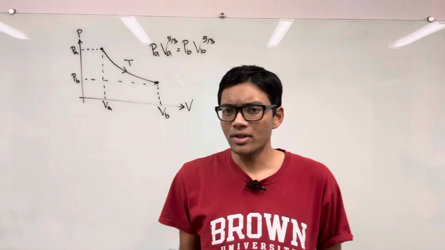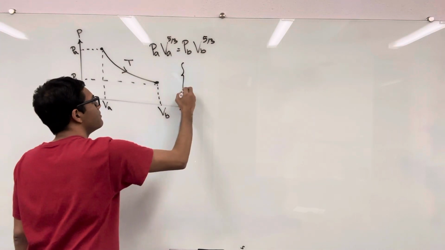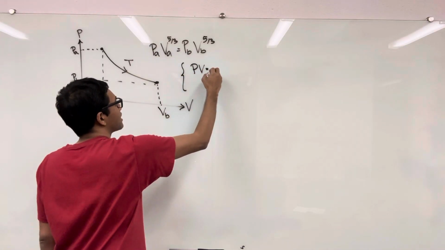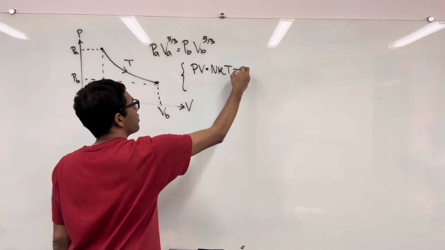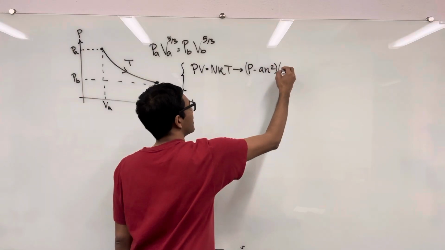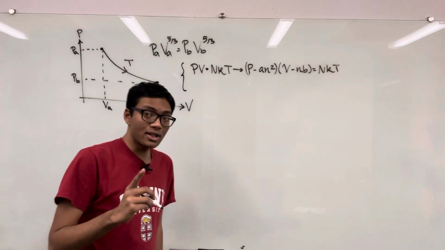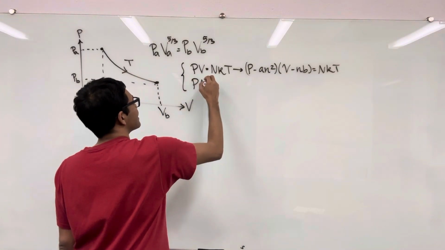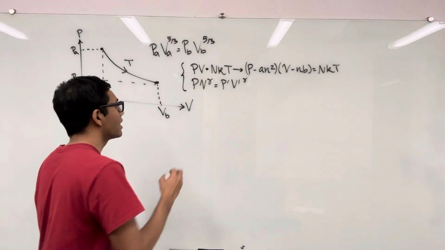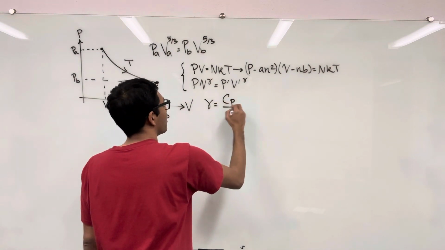Now, if this looks foreign to you, it should not, because recall, there are two main formulas for the ideal gas equation of state. First is the ideal gas law, PV is equal to nKT, which we can modify by using the van der Waals equation, (P minus aN squared) times (V minus Nb) is equal to nKT. Or alternatively, the second equation you should recall is that P V to the gamma is P prime V prime to the gamma, where gamma is the heat capacity constant given by Cp over Cv.